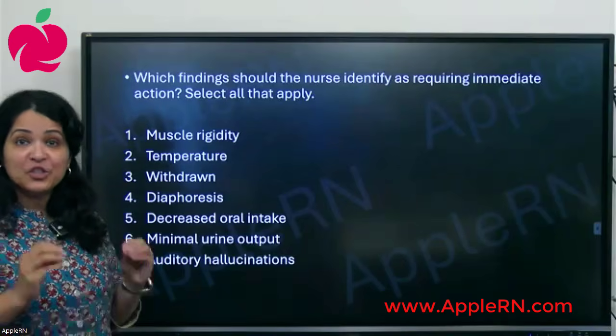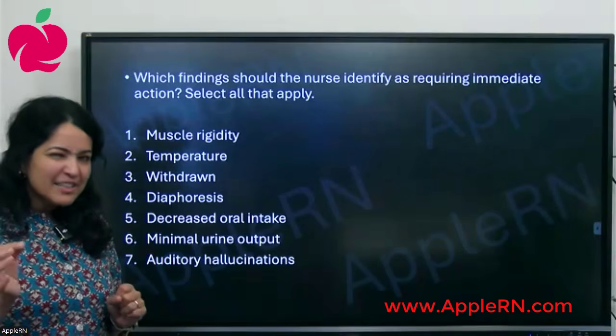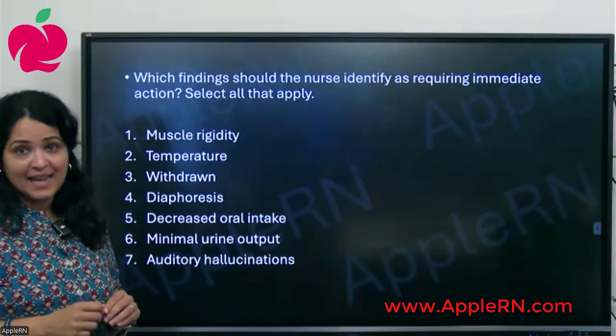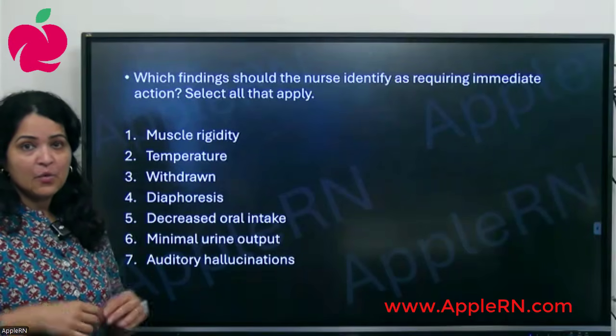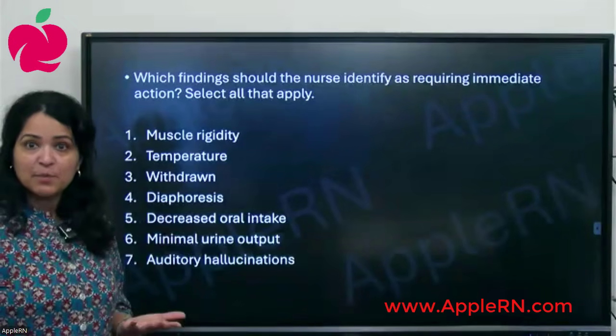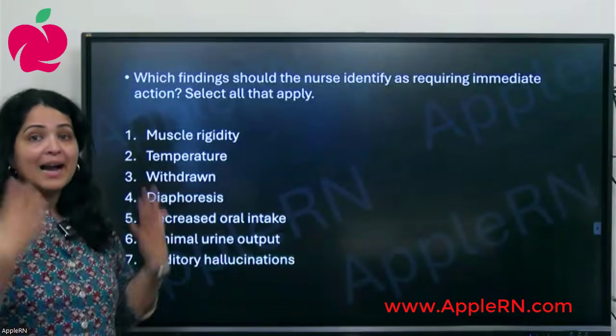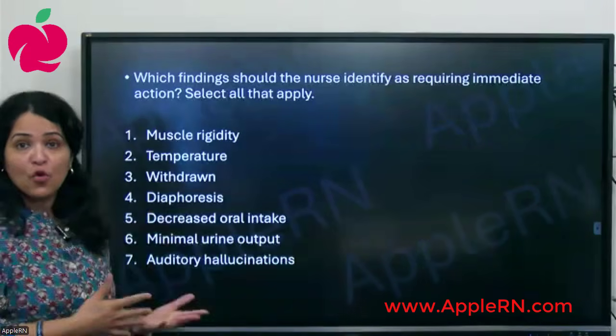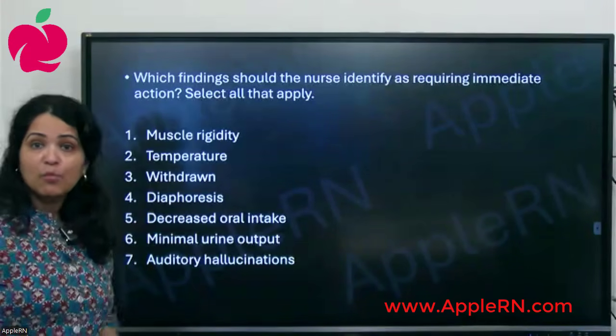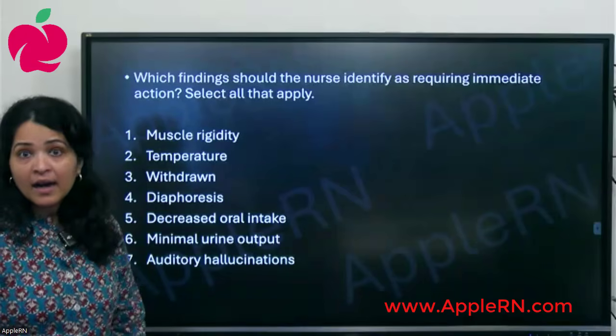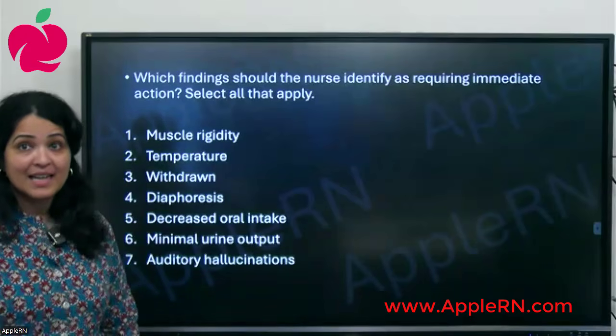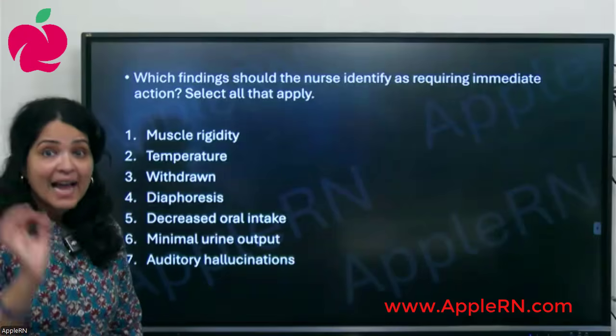Which findings should the nurse identify as requiring immediate action? Now, what does that tell me? What is something I should be worried about for this case? Should I be worried about everything? Yeah, but that's not the question. It is asking about requiring immediate action.